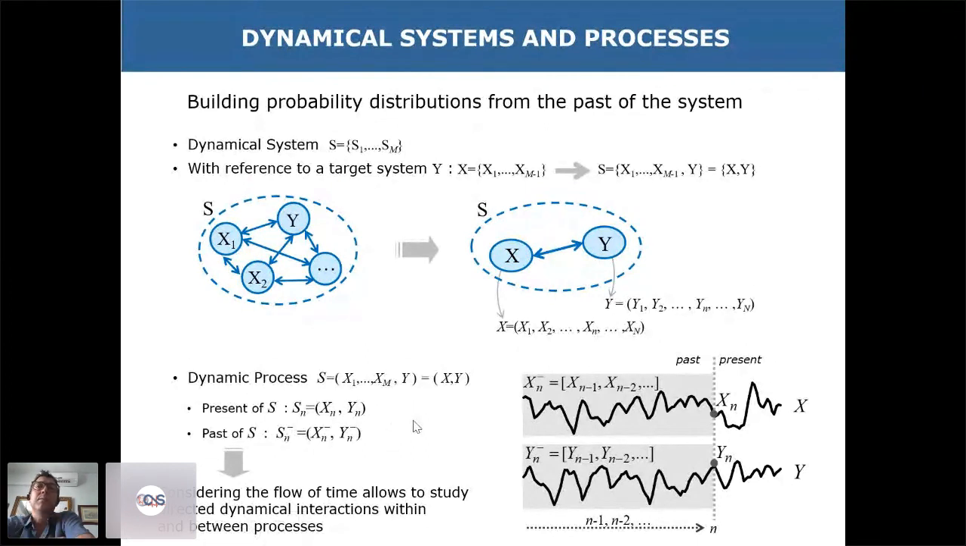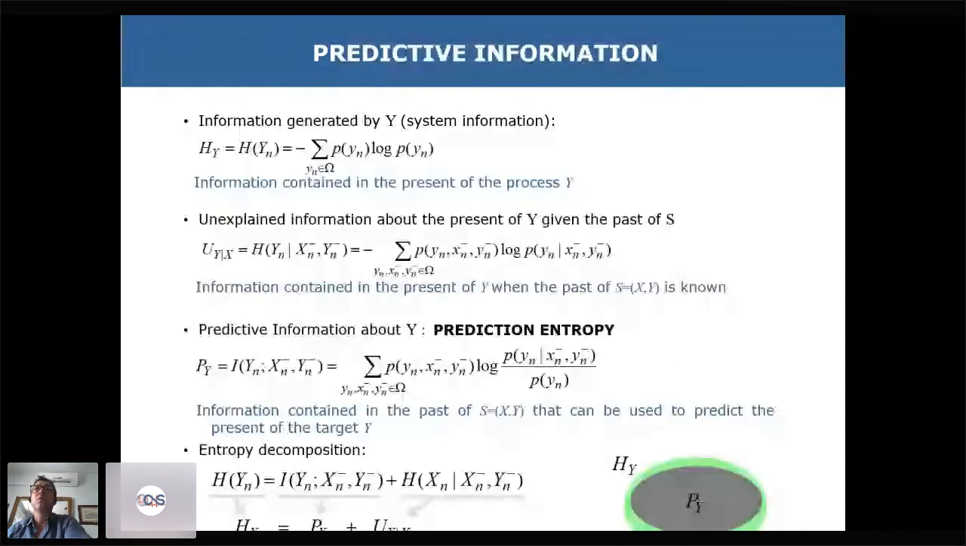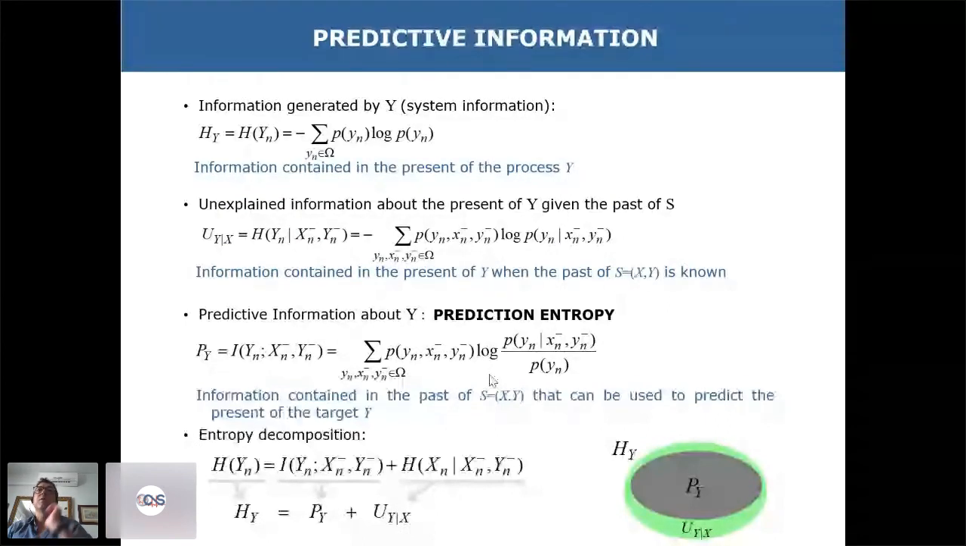When we consider the flow of time, we can study directed dynamical interactions, of the type of transfer entropy or Granger causality, within and between processes by means of conditioning on the past of the system, and notably conditioning on the past of the target and on the past of the rest of the system. So the framework of predictive information is the following. When we take the target Y, the entropy of the system is given by the Shannon formulation and is basically the information contained in the present of the process Y.